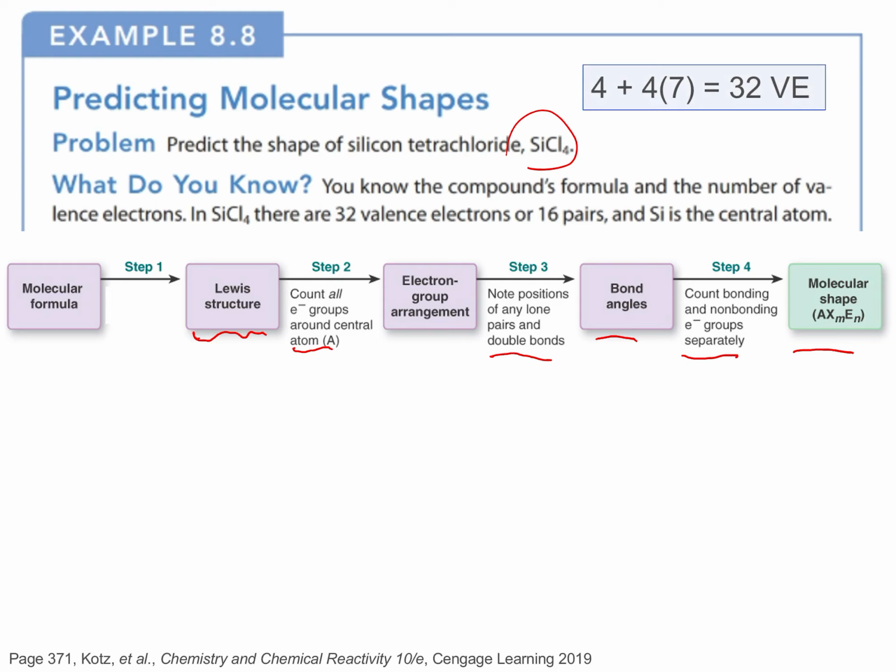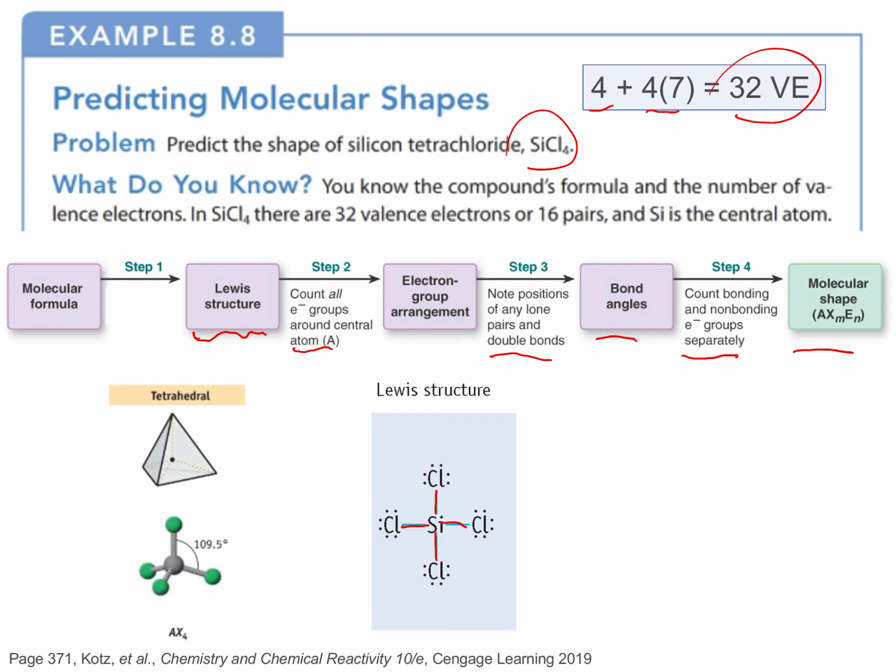So the first thing we do is we draw its Lewis structure. So silicon is in group 4. It has 4 valence electrons. Each of the chlorines has 7, so that's 28. And we have a total of 32 valence electrons. So there's our Lewis structure right there. So we have silicon in the middle, and if we count, 1, 2, 3, 4 regions of electron density, or 4 electron groups. There are no lone pairs and no double bonds. It's just all single bonds.